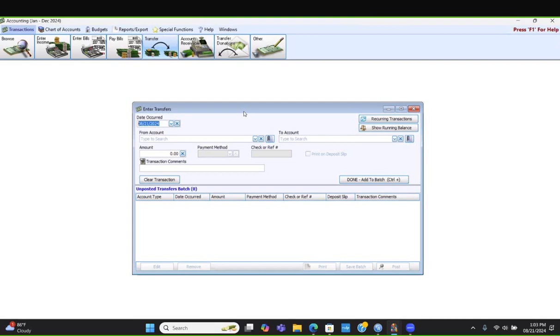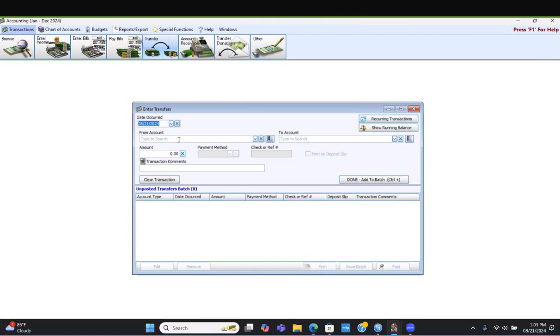So transfers is pretty much as described, meaning we're transferring money from one account to another. And the most important part of that detail is that the accounts have to be of the same type.